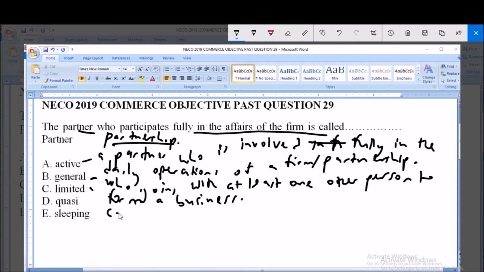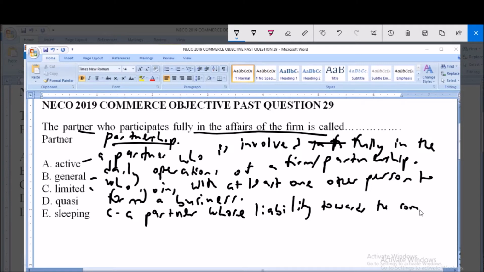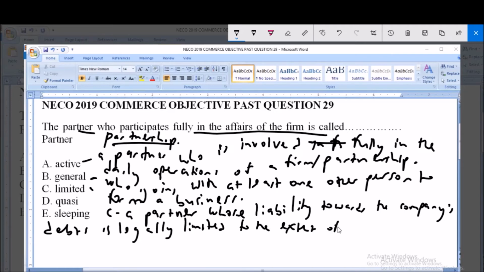Now option C, which is the limited partner, is a partner whose liability towards the company's debts is legally limited to the extent of their investment.